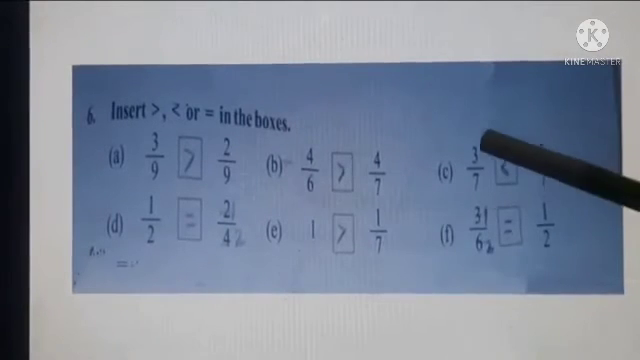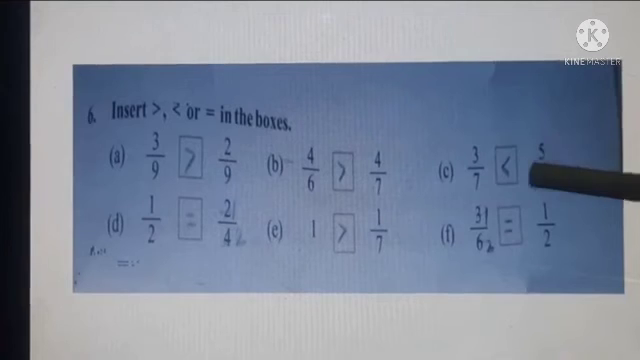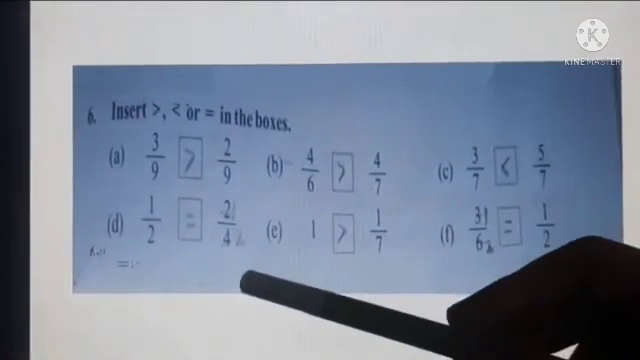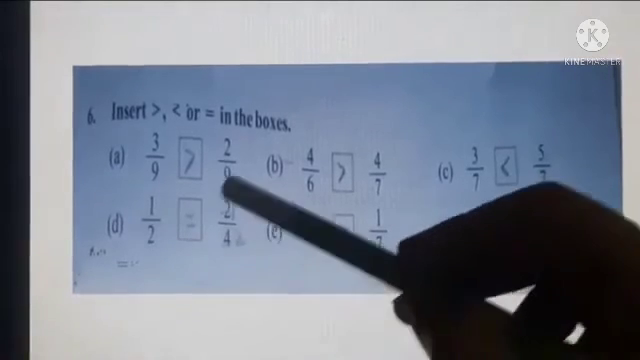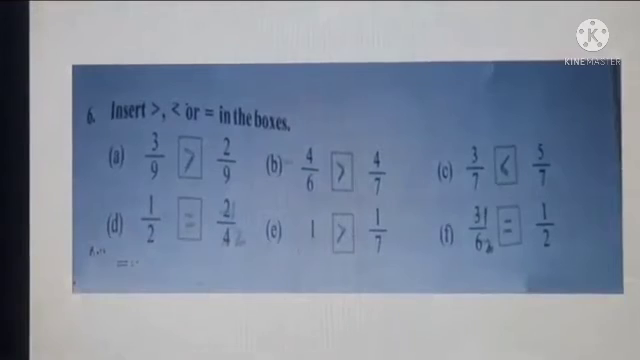Now 3 upon 7, 5 upon 7. So greater is 5 upon 7. As denominators are same, we will check numerators. Greater numerator will be the greater fraction. 1 upon 2, 2 upon 4. Here we know that 2 1s are 2, 2 2s are 4. So both sides 1 by 2, 1 by 2. So equal sign will be here.